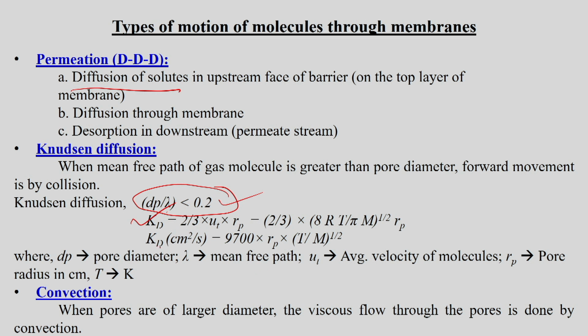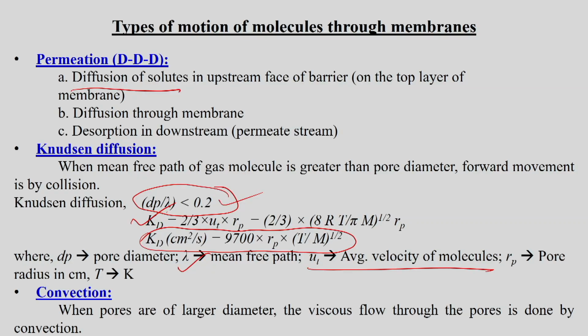And in the simplified form, Knudsen diffusivity is 9700 into Rp into (T by m) to the power 0.5, where dP is the pore diameter and lambda is the mean free path, meaning the distance between two successive collisions, and ut is the average velocity of the molecules, and Rp is the pore radius, half of dP, and T is the temperature in Kelvin. Sometimes molecules pass through the membrane pores by convection also.